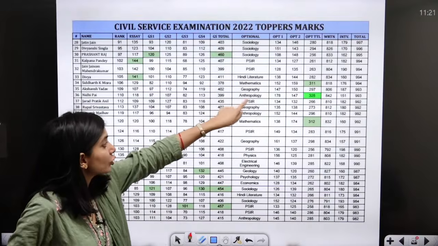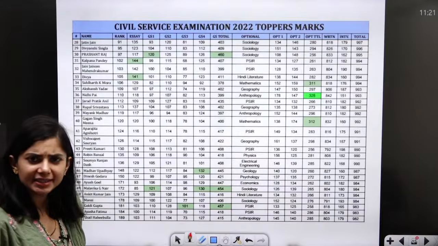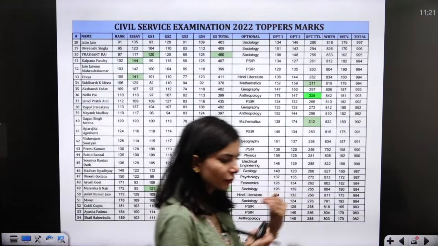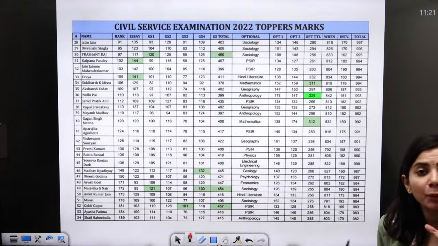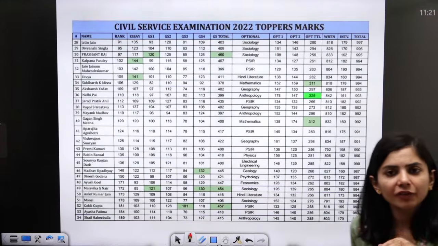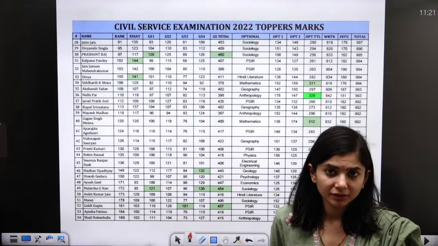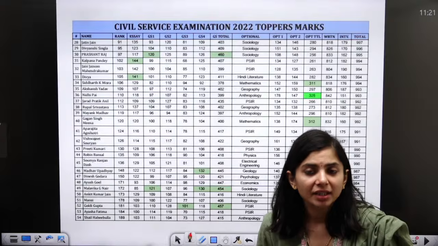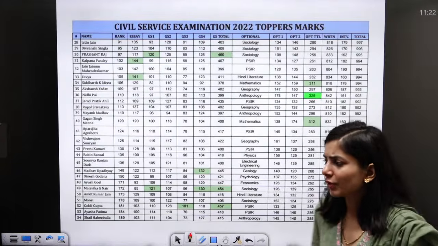But you can see in anthropology they are getting more marks, 325. Although there is a kind of scaling in the total marks, in terms of the potential you can understand that if you are in the right direction, if you are on the right path, there is a possibility that you can get 300 plus.